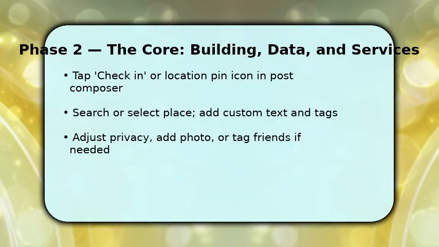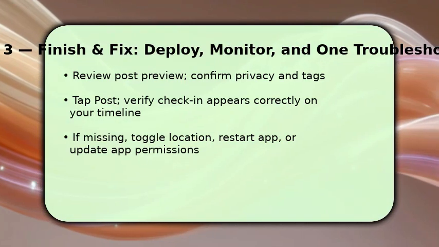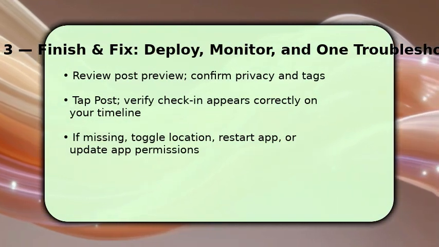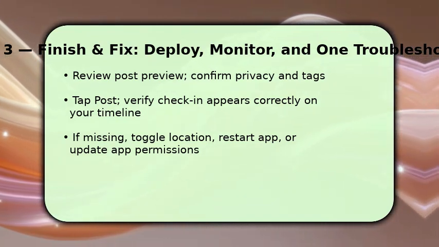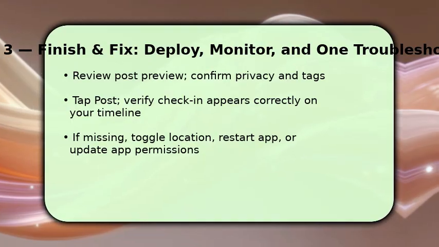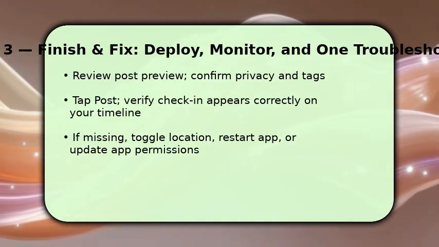Tap Post to publish the check-in, then verify it appears on your timeline or page feed with the correct place and privacy. If the location looks wrong, edit the post immediately. Choose Edit Post, change the place, and save.